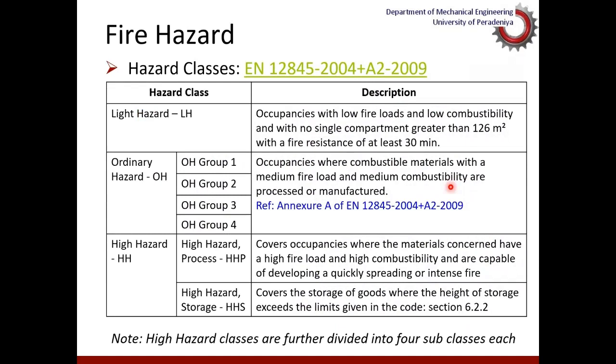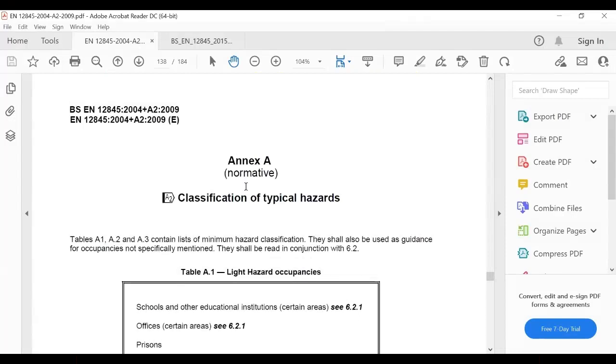Now, as I said earlier, based on the fire load of a particular building, we need to identify the hazard class of that building in order to start the design of the fire suppression system. So there are, for example, according to Euro standards, EN standards, light hazard, ordinary hazard, high hazard. An ordinary hazard is divided into further 4 groups, group 1, group 2, 3, and 4. And the high hazard is again divided into 2 sections.